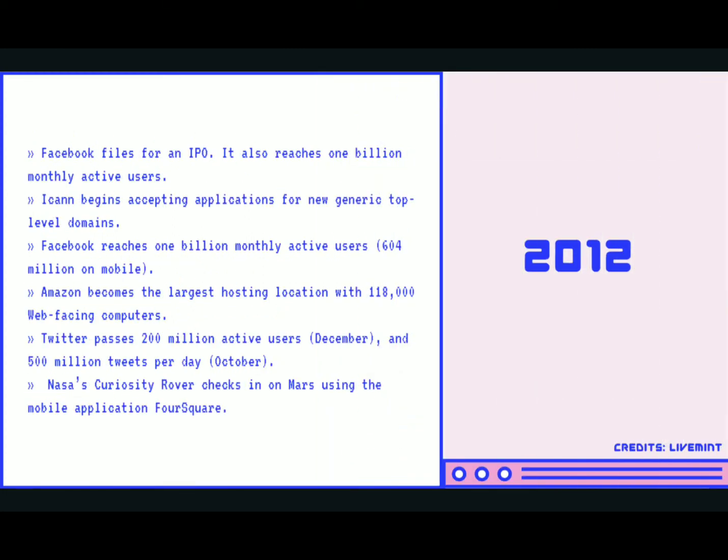In the year 2012, Facebook files for an IPO, and also reaches 1 billion monthly active users. Amazon becomes the largest hosting location with 118,000 web-facing computers. Twitter passes 200 million active users and 500 million tweets per day. NASA's Curiosity rover is on Mars, using the mobile application Foursquare.